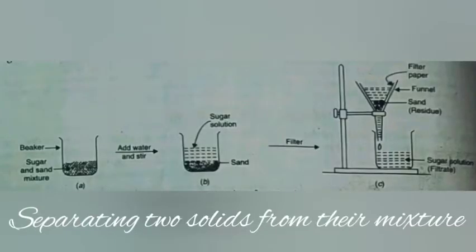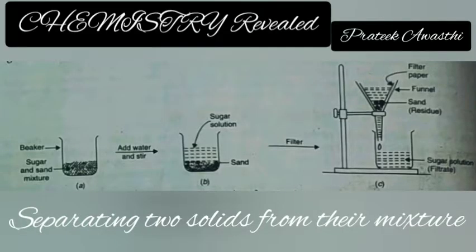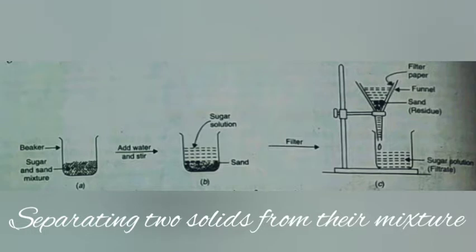In part A, we have taken a sugar and sand mixture. In part B, on adding water, sugar gets dissolved whereas sand settles down at the bottom of the beaker. In part C, on filtration, you see the sand remains on the filter paper and the sugar solution gets separated. After that, by evaporation of the sugar solution, we can obtain the sugar crystals back again. So by this method, we can separate two solids from their mixtures.